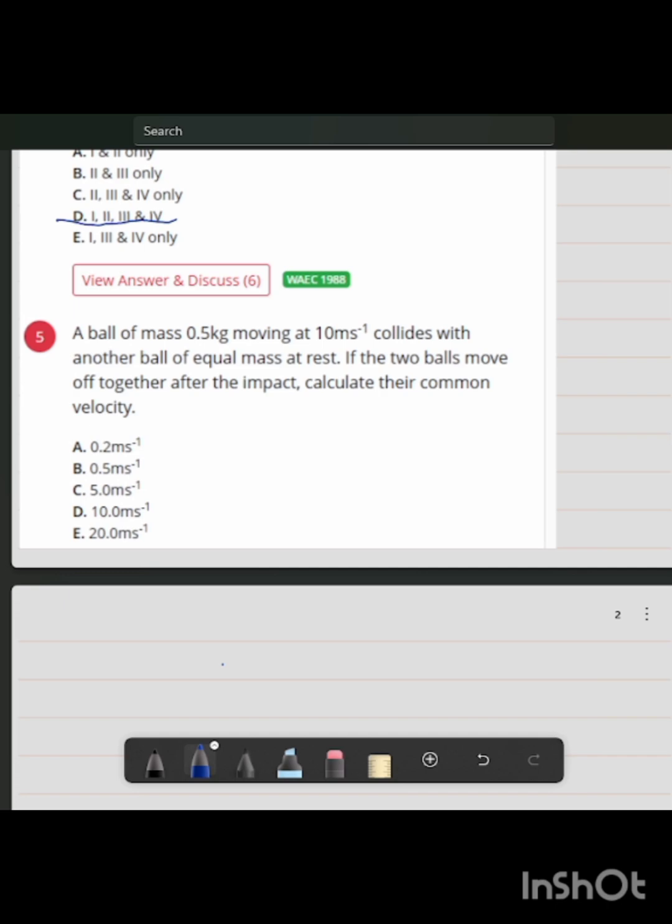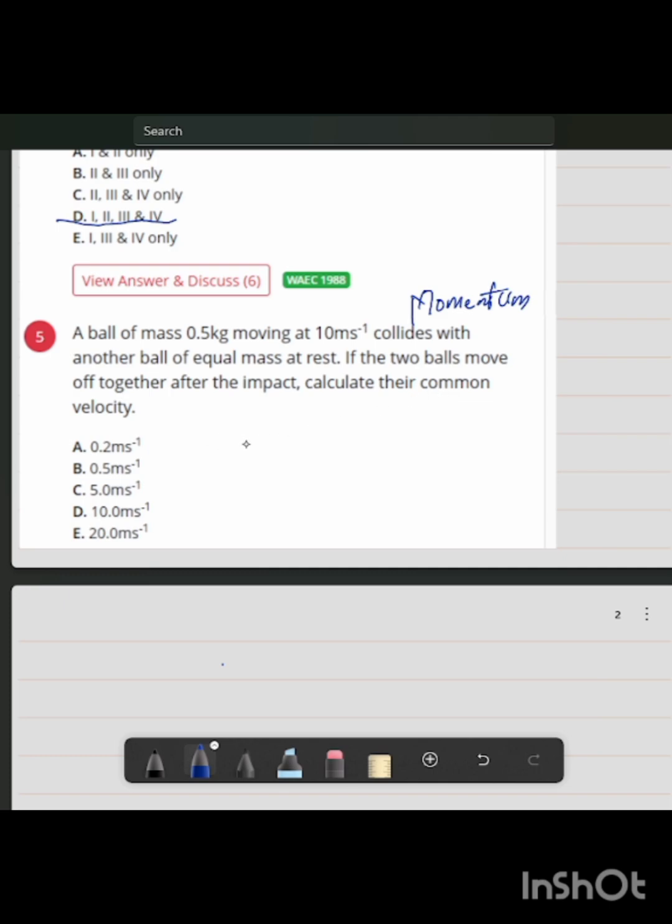The next one we would like to solve would be number 5, a ball of mass. In order to solve this problem, I think you might want to know about momentum. All right, so a ball of mass 0.5 kg moving at 10 meters per second collides with another ball of equal mass at rest. In other words, the second ball has zero velocity. If the balls move off together after the impact, calculate their common velocity.